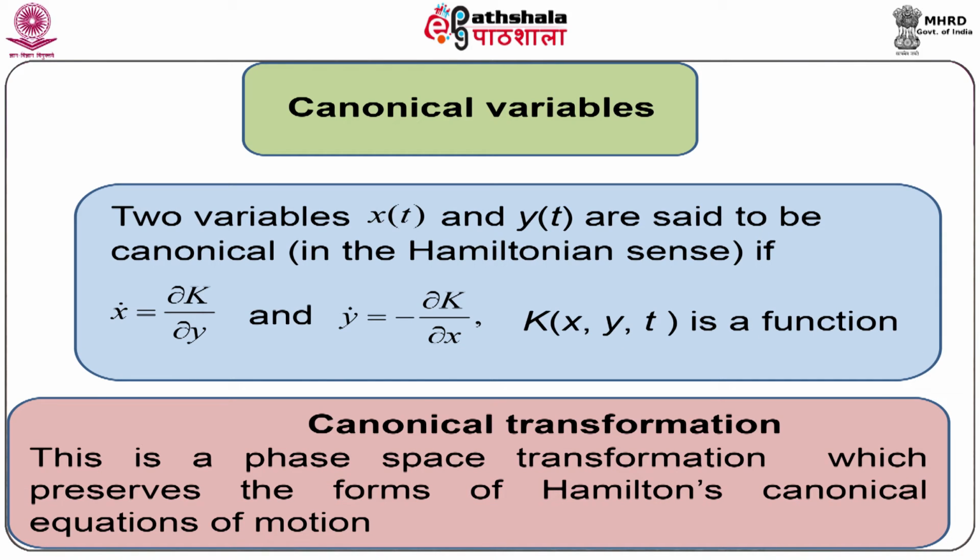Now we define canonical variables. Two variables x function of t and y function of t are said to be canonical obviously in the Hamiltonian sense if x dot equal to first order partial derivative of capital K with respect to y and y dot equal to minus first order partial derivative of capital K with respect to x, where capital K is a function of small x, small y and t, and it is defined over the space spanned by small x and y at any time t.